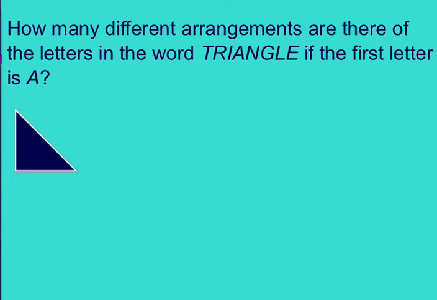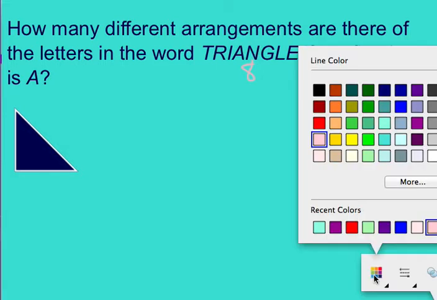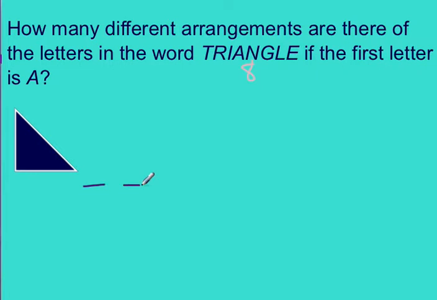Now let's take a look at the next one. How many different arrangements are there for the word triangle? Again, 8 letters, if the first letter has to be A. So I'm going to draw my 8 spots, and I promise this time I'm actually going to draw 8 spots, not 9. This one right here has to be an A.